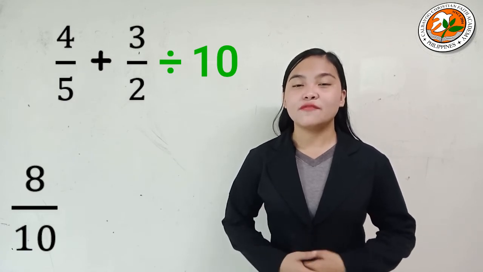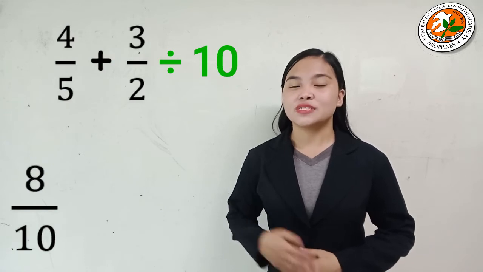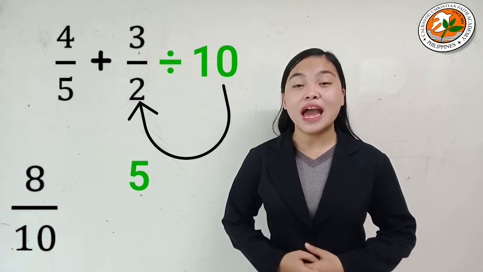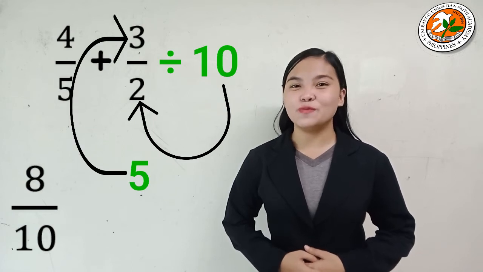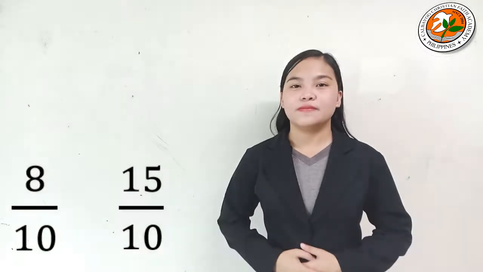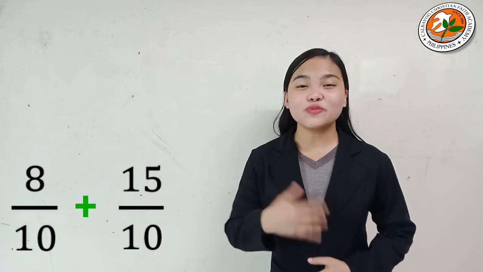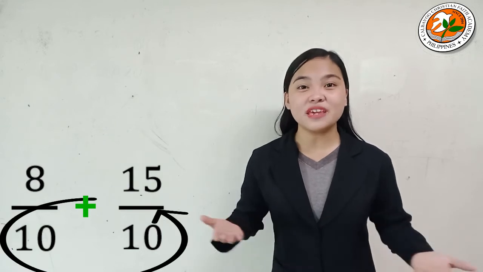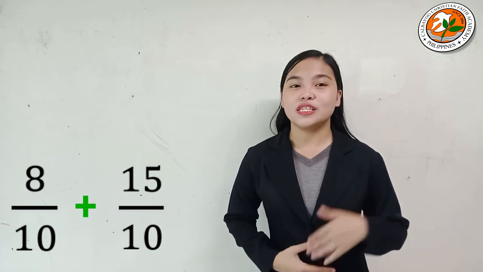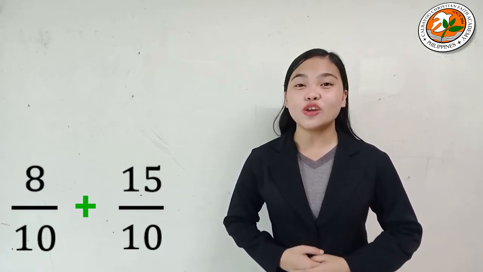Next, we have 3/2. 10 divided by 2 is equal to 5, times 3 is equal to 15. We have here 15/10. Second, add the similar fractions. Since we already have the same denominator, it means we have now similar fractions. So let's add now 8/10 plus 15/10.